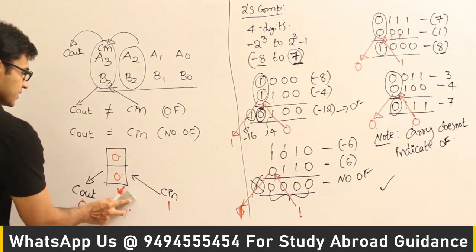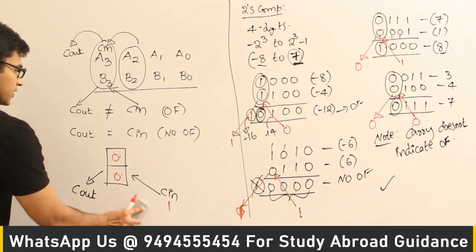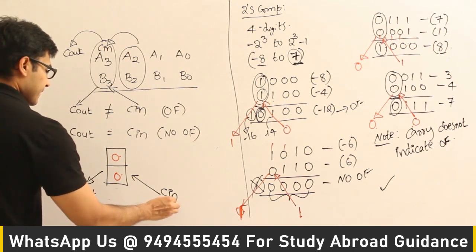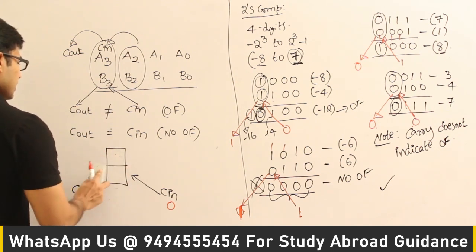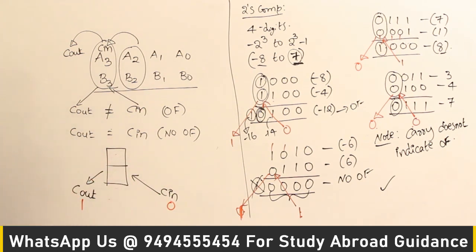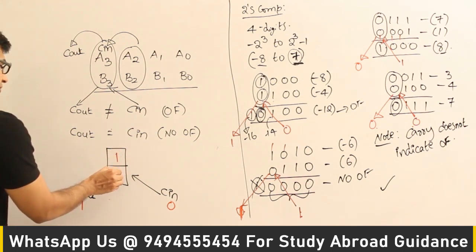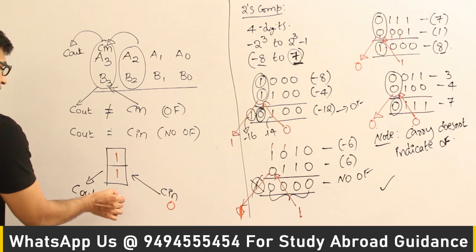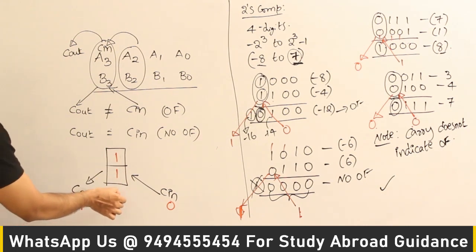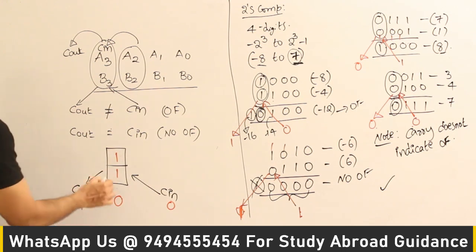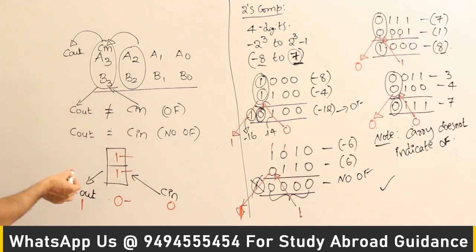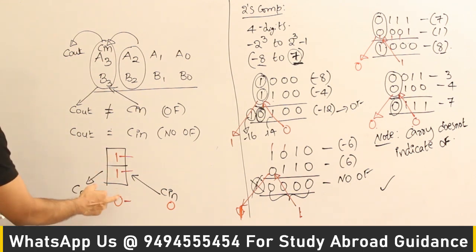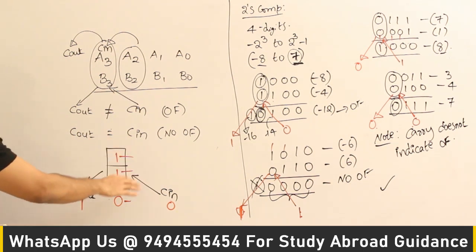And similarly, let's analyze the other case. What is the other case? When the carry in is 0 and the carry out is 1. Let's see when this is possible. If carry in is 0, when will the carry out be 1? Only when the most significant bits are 1 and 1. Then the most significant bit of the result will be 0 and the carry will be 1. What does it mean? When we are adding two negative numbers, the result happens to be positive, right? Therefore, in this case, again we get an overflow. Two negative numbers are added and we got one positive number. If you understood this logic, it is fine.